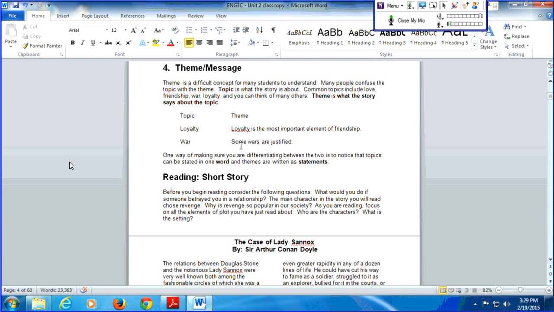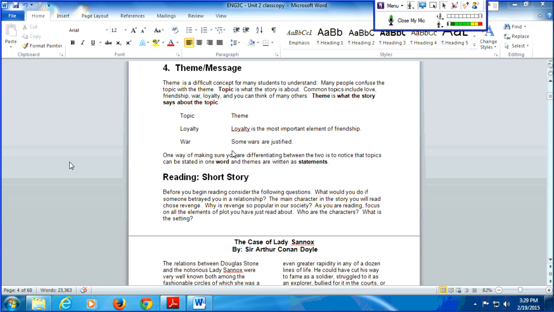So next we have our short story. I'd like everyone to consider the following questions. What would you do if someone betrayed you in a relationship? The main character in the story you will read chose revenge. Why is revenge so popular in our society? As you're reading, focus on all the elements of plot that you've just read about. Who are the characters? What is the setting?